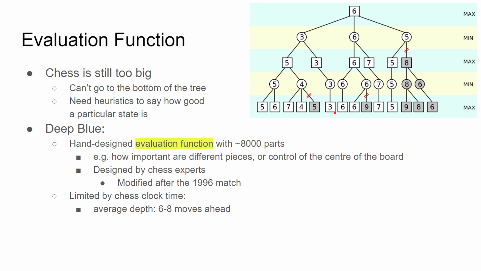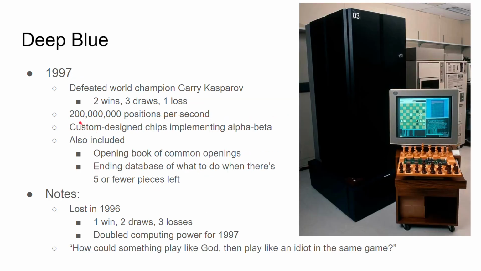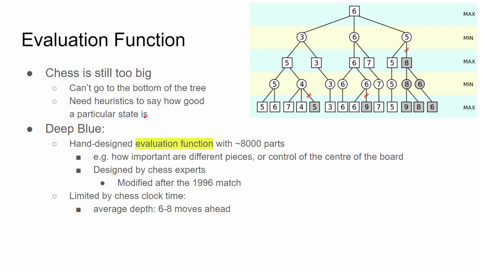And even with the 200 million positions per second evaluation, they were still limiting themselves to the chess clock time, and so that meant that they could only really look ahead about 6 to 8 moves down this tree before they had to do this evaluation. So it just gives you a sense of just how big the chess tree is. But that's what they did. This is what got computers, or AI, to defeat the world champion at chess.